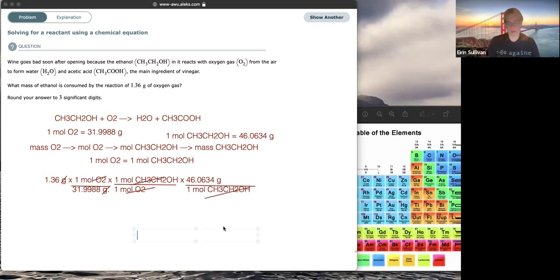Drum roll, please. Right, 1.36 divided by 31.9988 times 1 times 46.0634 gives me 1.95776 and more digits grams. 3 significant digits will be 1.96 grams.